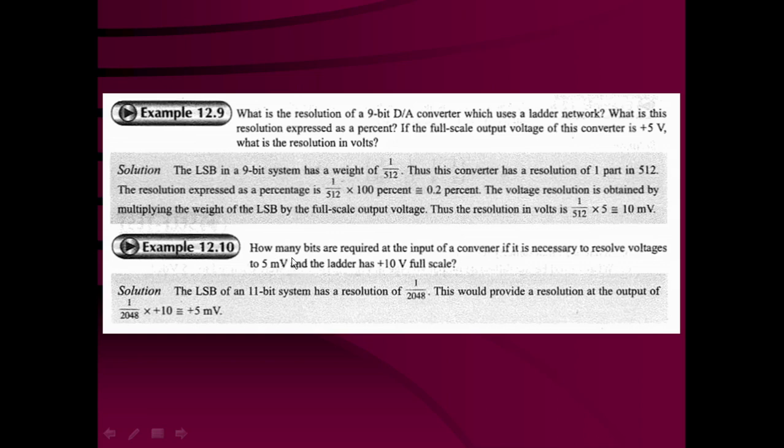Next example: how many bits are required at the input of the converter if it is necessary to resolve the voltage to 5 millivolt and the ladder has a 10 volt full scale output voltage? If you consider that the LSB of an 11-bit system has a resolution of 1 upon 2 raised to 11, that is 1 upon 2048, approximately 1 upon 2000. This would provide a resolution at the output voltage of 1 upon 2000 times 10 volt, that is approximately 5 millivolt. So, an 11-bit system is required for the D to A converter.